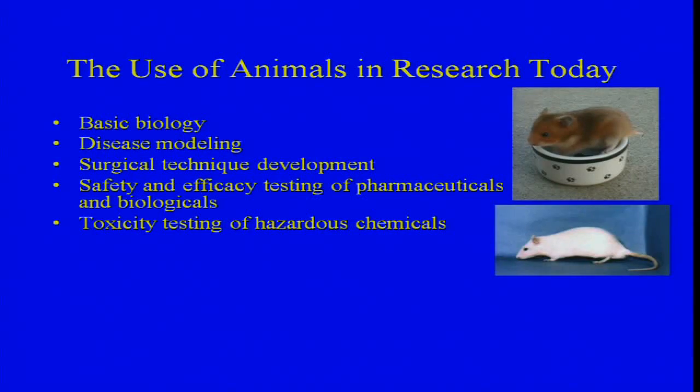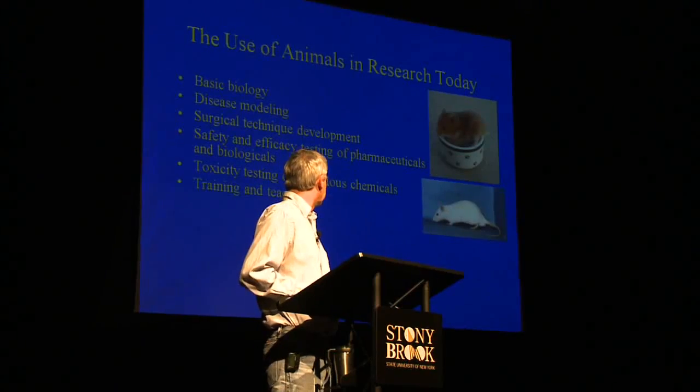You need to know what levels are poisonous to humans. You need to know potential antidotes, personal protective gear that you should wear when handling it. All of these things are, again, first worked out in animals before they're translated to the human population.